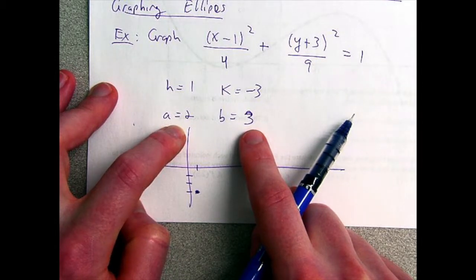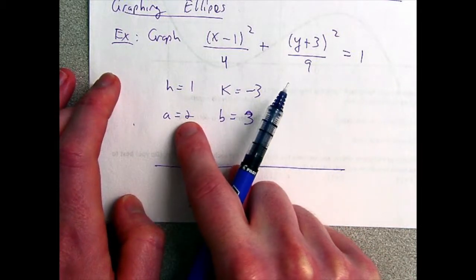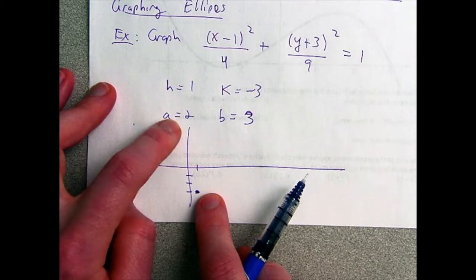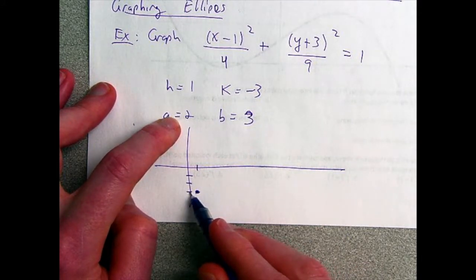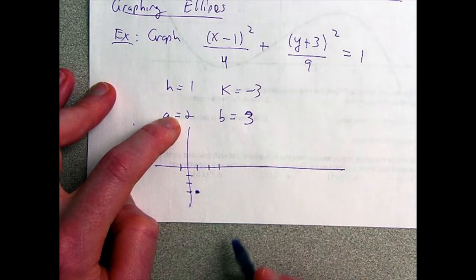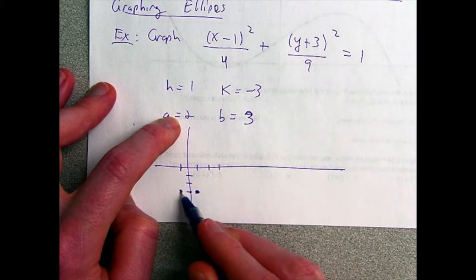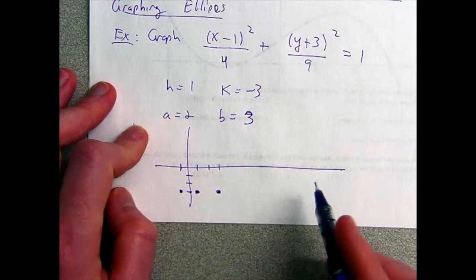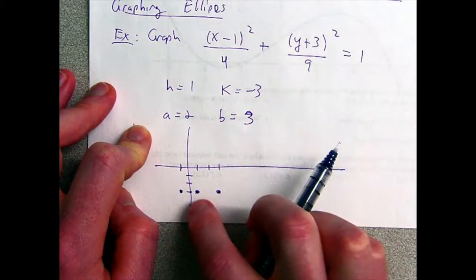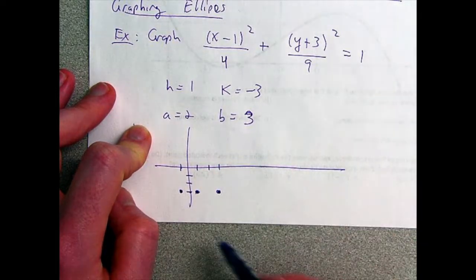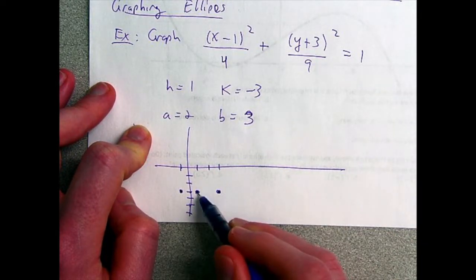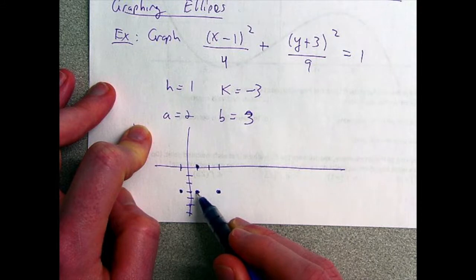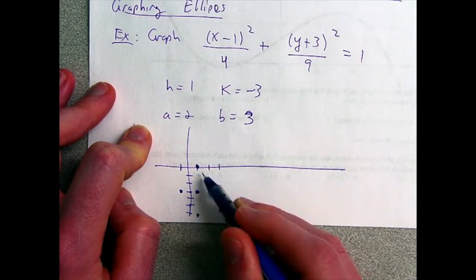of the vertices, right? There are going to be 4 of those. a gives you the distance from the center to the left-right vertices. So since a is 2, if I move 2 units, let me get some extra grid marks on here, if I move 2 units to the left, that will be a vertex. And if I move 2 units to the right from the center, that will be a vertex. And then b gives me the distance between the center and the up-down vertices. So if I start at the center and go up 1, 2, 3 units, that will be a vertex. And if I start at the center and go down 1, 2, 3 units, that will be a vertex.